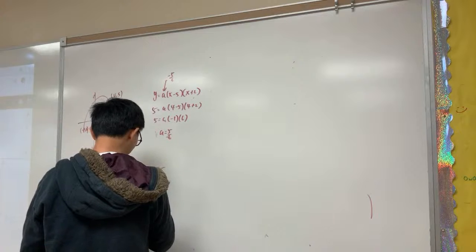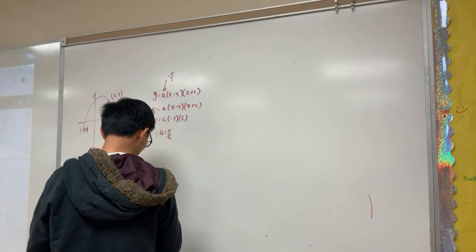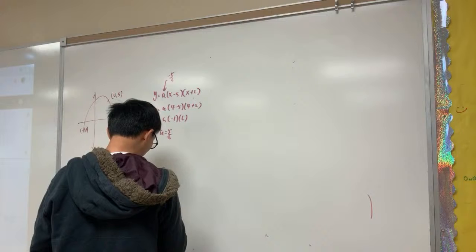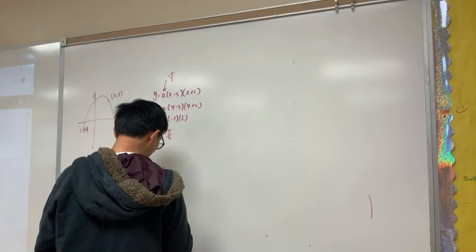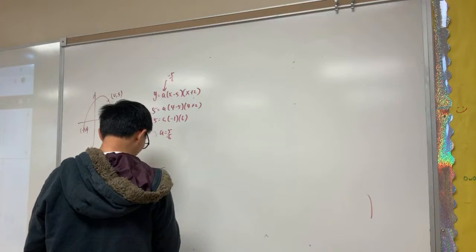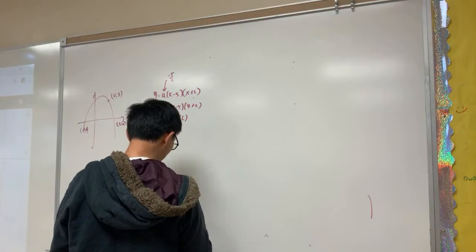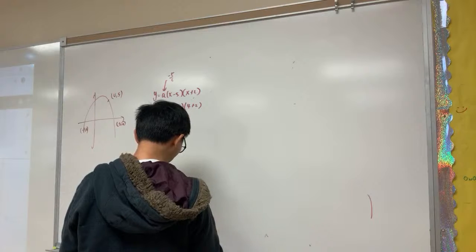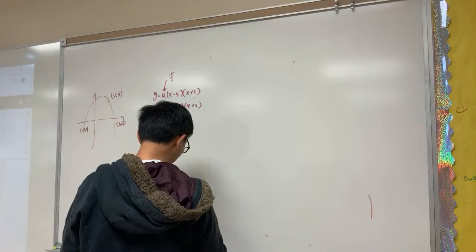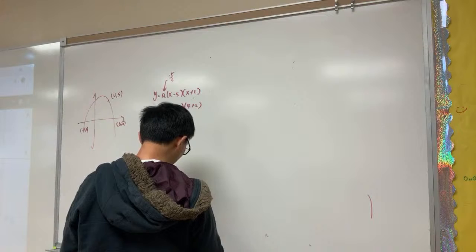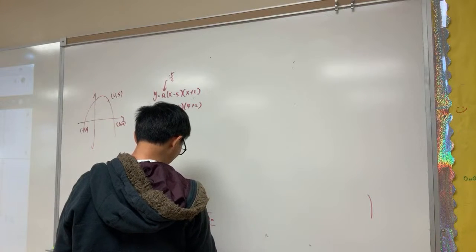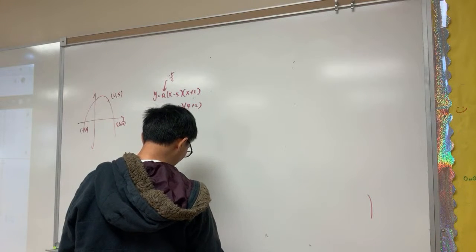Negative b, so it's 2. Does that make sense? Yes. Negative 2 squared minus 4 times 1 times negative 5, over 2. So that's equal to 2 plus or minus the square root of 4, sorry, plus 20, over 2. So that's equal to 2 plus or minus the square root of 24, over 2.